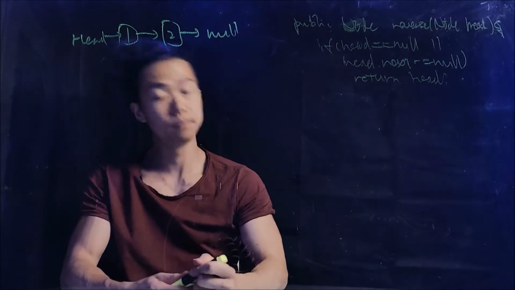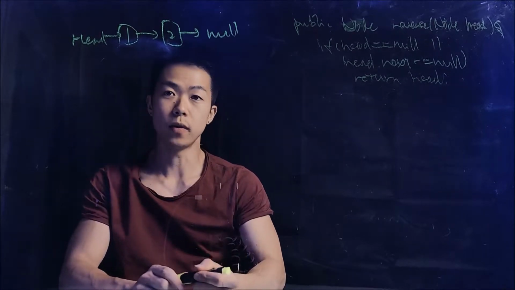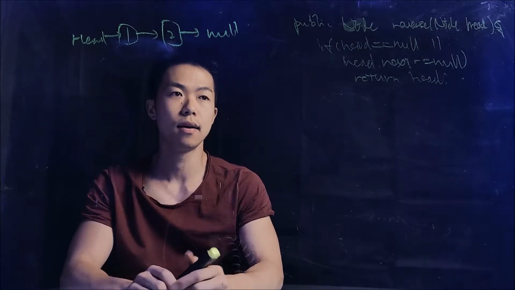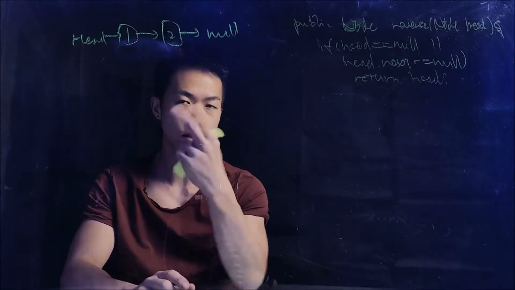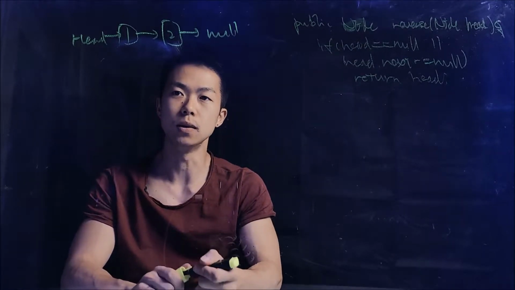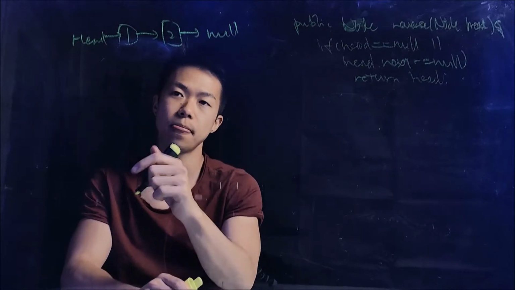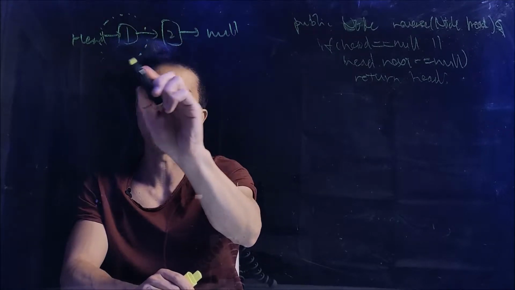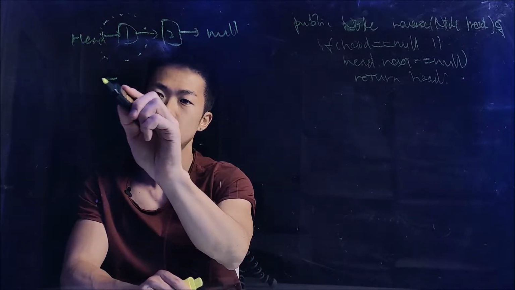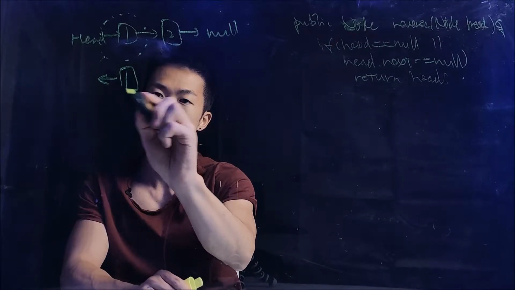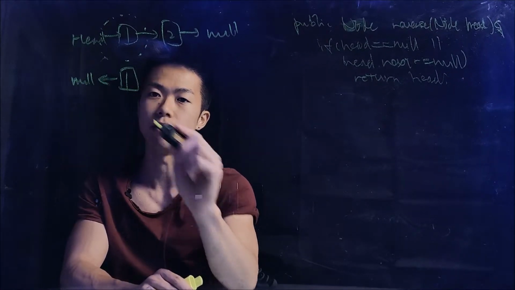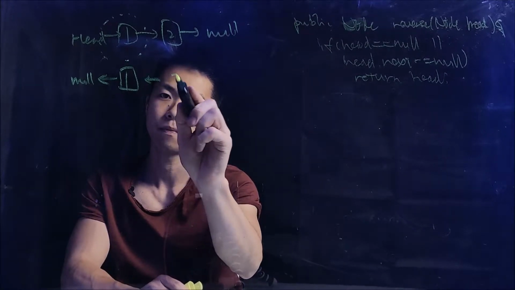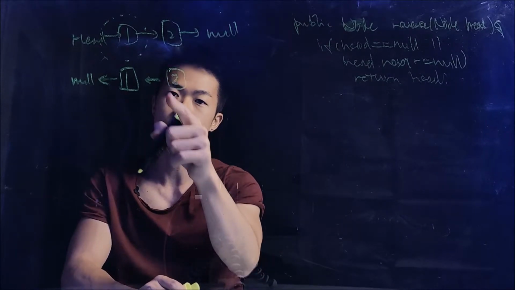1, 2. What we're gonna do is have 3 pointers pointing to this guy, and that guy. The reason why we need more than 2 pointers to swap around is because we need to also keep track of the previous one. So to reverse this, let's focus on this guy. What we wanna do is have 1 point back to null, and then 2 point back to 1. This is the end result we want.